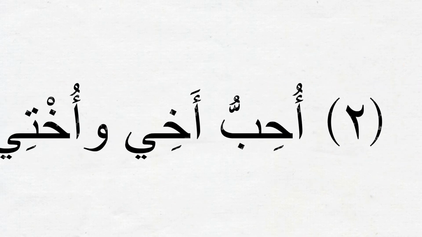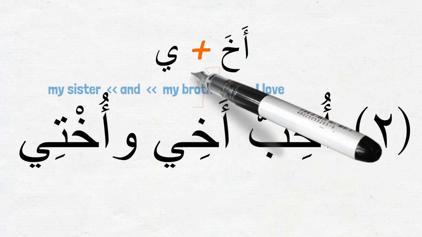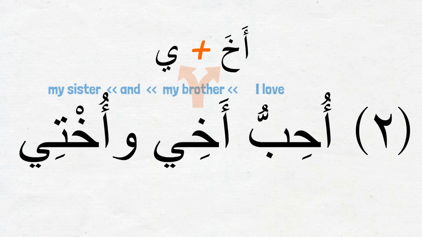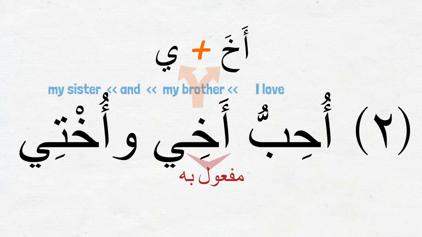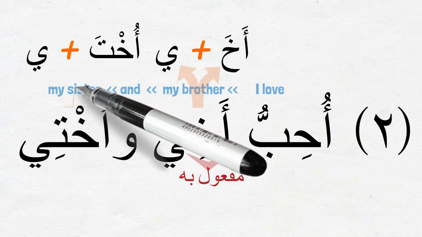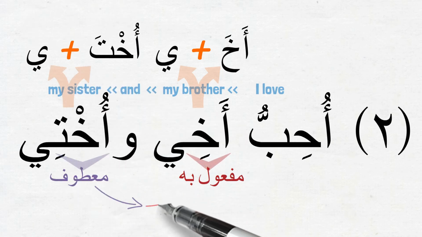Second sentence is very similar to what we just saw. أحب أخي وأختي. I love my brother and my sister. أخي is the إضافة combination of mudaf أخا and ضمير يا, coming as mudaf إليه. And the mansub ism أخا is مفعول به. أختي is إضافة of أخت plus يا, and أخت is معطوف to أخا. Both are mansub even though their sign of being mansub is not apparent in أخي and أختي.